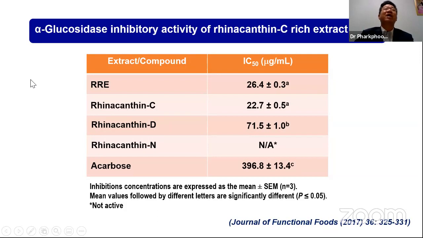From the first assay for alpha glucosidase inhibitory activity, you will see that linacantin-rich extract gives almost the same IC50 value. It is not significantly different. So I would like to mention here that we can use linacantin-rich extract instead of linacantin C because it gives the same alpha glucosidase inhibitory activity. And both of them are more potent than the modern drug that we use nowadays, acarbose. Acarbose reduces blood sugar by inhibiting alpha glucosidase activity.